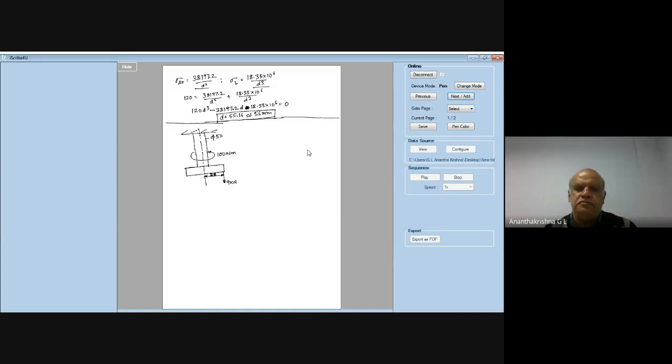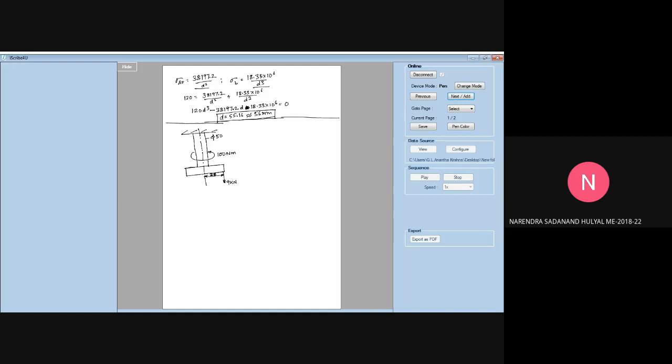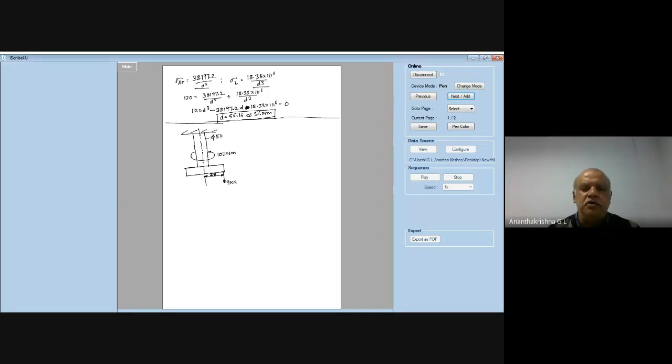Please note down the sketch. Finished, huh? Narendra Sadanand, are you there? Yes, sir. Please read the problem. A 50 mm diameter steel rod. Wait. Others, please look into your books.